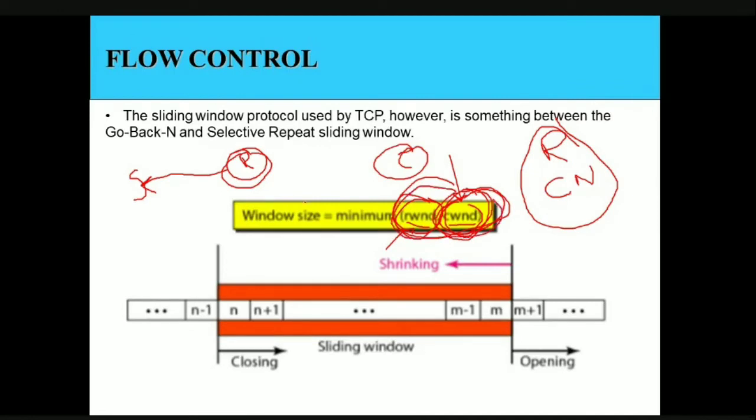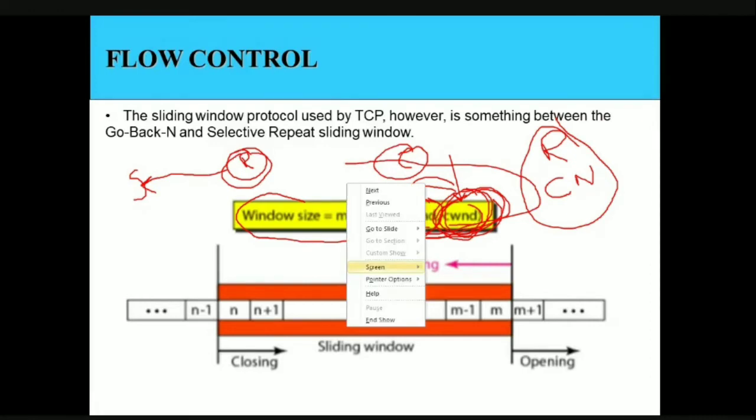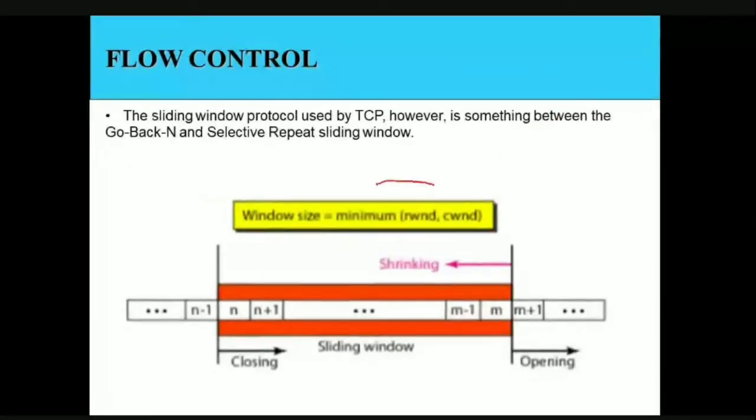Now what will be our final window size? Our final window size will be the minimum of the receiver window size and congestion window size. So this is what our actual window size refers to. Okay, so I hope up to now it is clear for all of you.